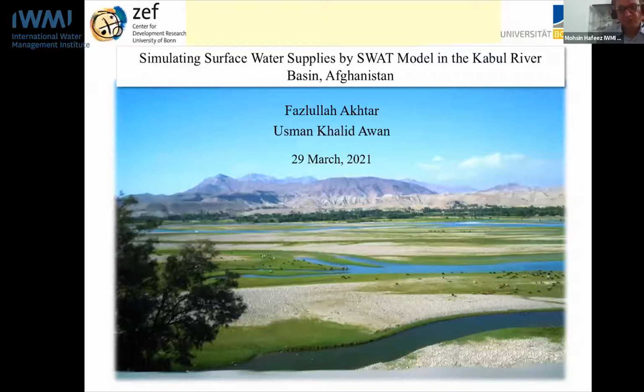Under the data-sparse environment, he tried to utilize satellite remote sensing to extract information on biophysical parameters through different algorithms, and then coupled that with a hydrological model to estimate water resources availability. So therefore, decisions could be based on it. He used the SWOT model, and the model is calibrated and validated for the periods 2018 to 2020 and 2011 to 2013. Overall, he will be talking about how remote sensing and hydrological modeling could be coupled together to estimate flow in large river basins like the Kabul River Basin.